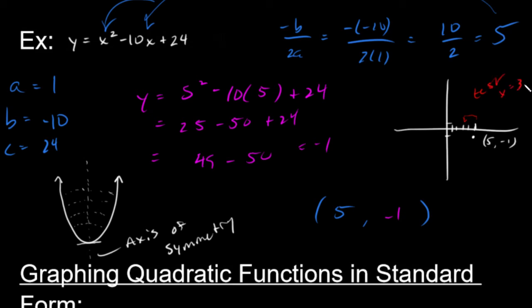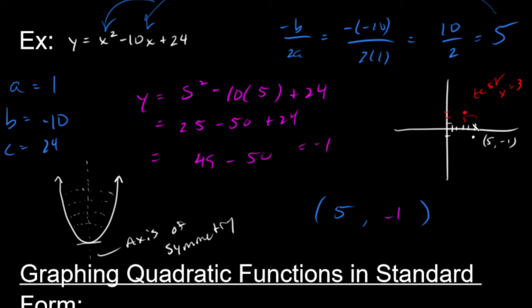So I will test x equals 3. I will plug in 3 for x. So I'll get 3 squared minus 10 times 3 plus 24. And that's going to get me 9 minus 30 plus 24. That's negative 21 plus 24, which is a positive 3. So after I plug in 3, I get positive 3. So at x equals 3, your y value is 3. So your graph is going to be at 3, 3.